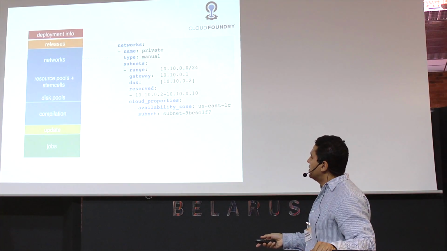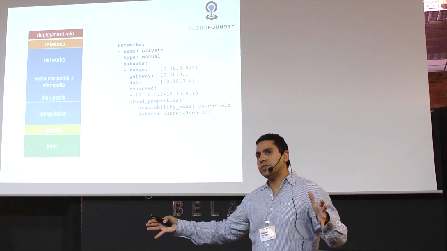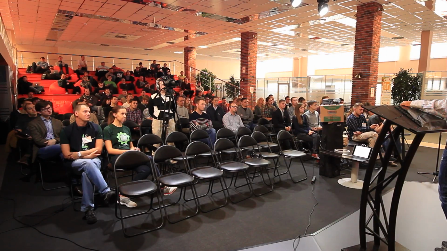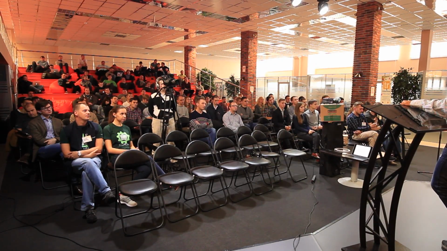The next part is, because you're going to have a bunch of VMs, you've got to network them, connect them together. So you have to specify the network that you want. Sometimes manual, sometimes dynamic. You might have to reserve IPs and so on. That's what you do here.